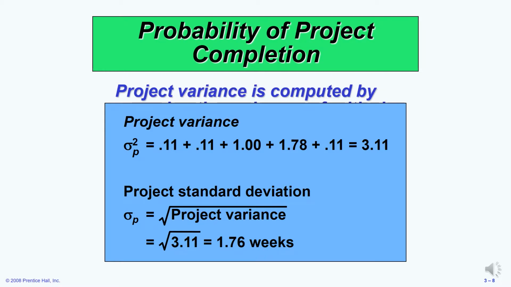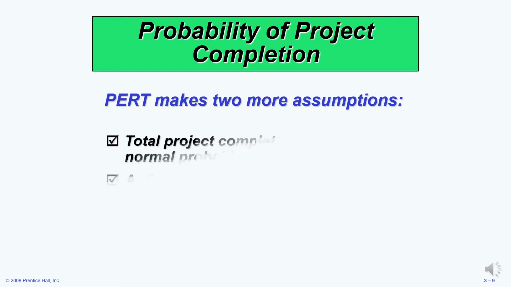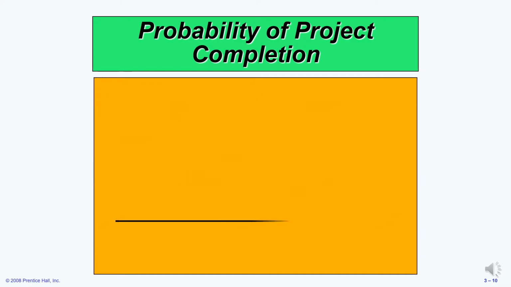1.76 weeks. We now have enough information to start calculating the probability of the expected time in terms of completing the project. But we need to make two assumptions first. One, the total project completion times follow a normal probability distribution, and I'll show you the curve. And the activity times are also statistically independent. So there are no impact factors by other operations in the firm.